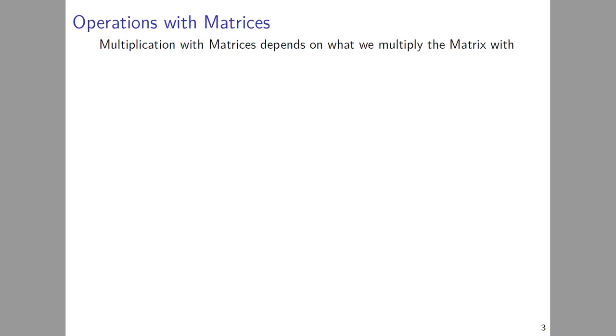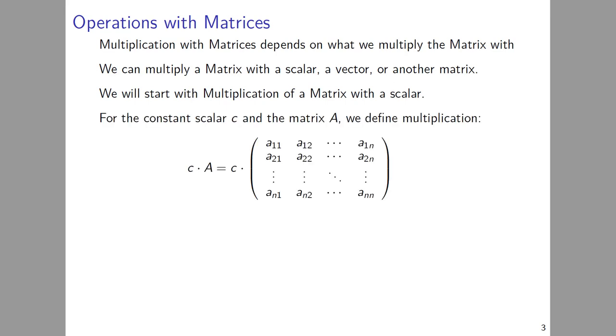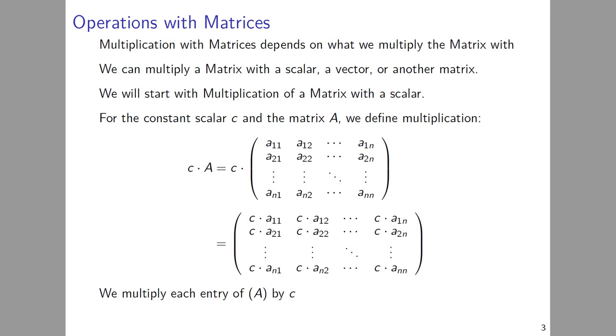Now we'll talk about multiplication with matrices. Multiplication with matrices depends on what we multiply the matrix with. We can multiply a matrix with a scalar, a vector, or another matrix. We will start with multiplication of a matrix with a scalar. For a constant scalar C and the matrix A, we define multiplication C times A, which we can rewrite as C times the matrix A11, A12, and so forth, as C times A11, C times A12, and so on through the matrix. That is, we multiply each entry of A by that scalar C.